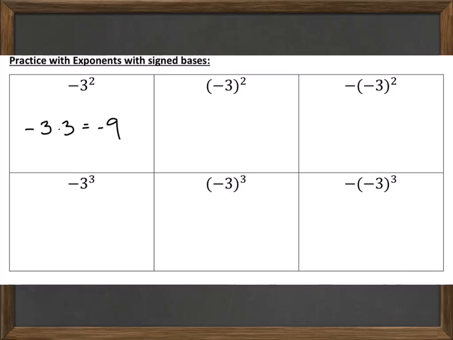Okay, how about negative 3 quantity squared? What's getting duplicated? Well, we're going to write negative 3 twice. So I have negative 3 times negative 3, so that's positive 9. Again, I'm going to bring your attention to the fact that these 2 expressions do not mean the same thing, right? They're going to give you different answers.